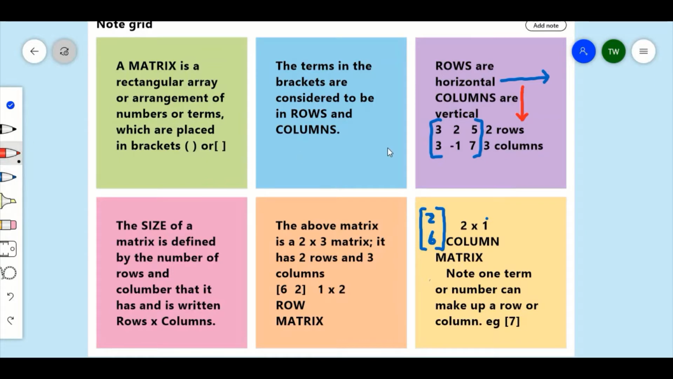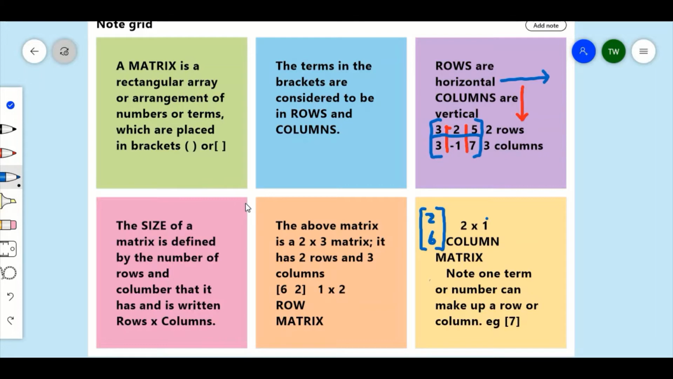So let me separate the columns for you. So this would be one column. This would be another column. And the rows here. So you can see it much better now.